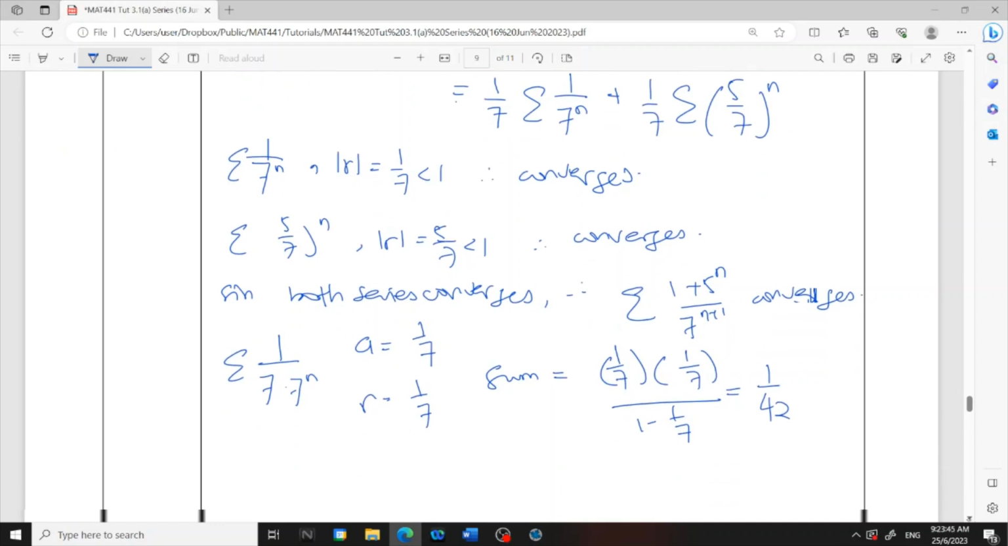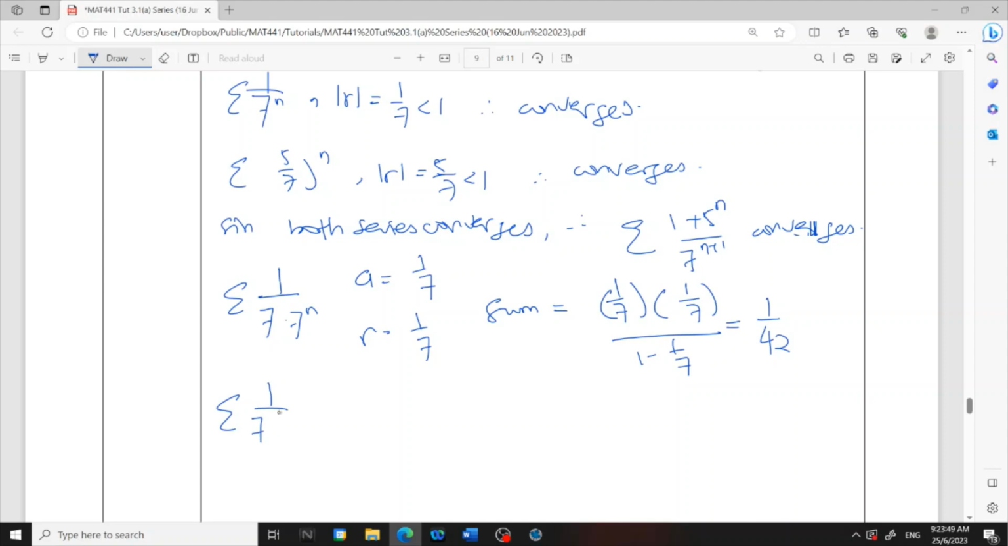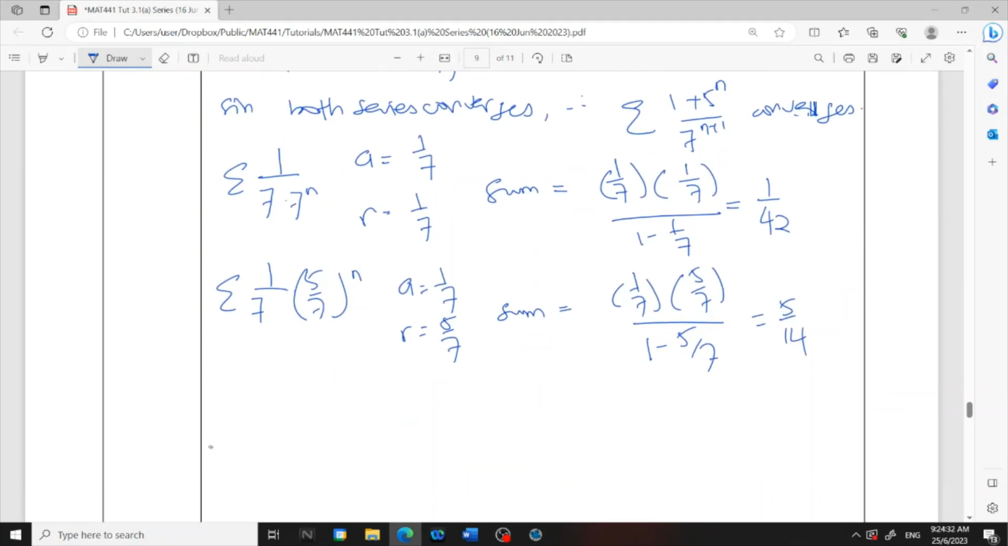Then our second series, 1 over 7 times 5 over 7 to the power of n. In this case a is 1 over 7 and r is 5 over 7. So the summation of this series is 1 over 7 times 5 over 7 divided by 1 minus 5 over 7, so we get 5/14. So the summation for the whole series is 1 over 42 plus 5 over 14, which gives 8/21. So this is the sum of the series.